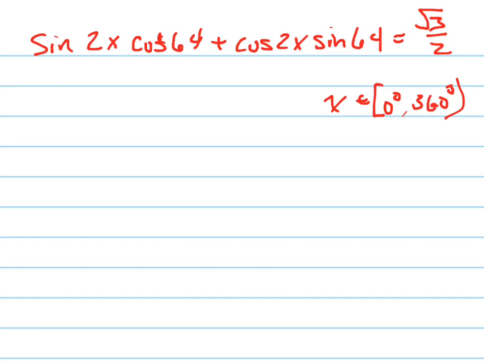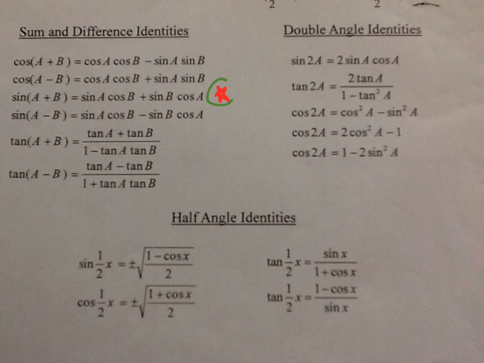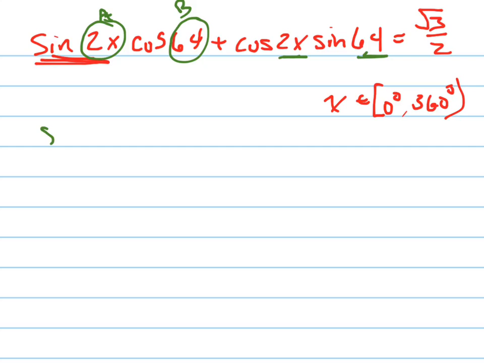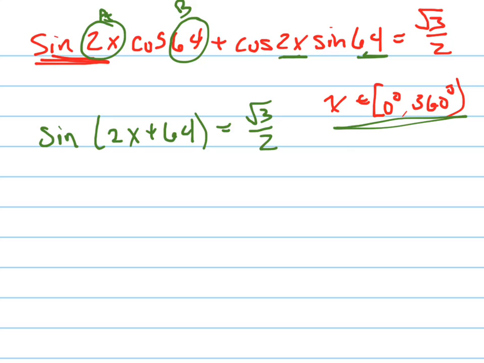Now we're going to solve this trig equation. It looks really complicated, but you'll notice that this is just sine, let's call this right here A, and let's call 64 B. Then we just have sine A cosine B plus cosine A sine B, which is equal to sine of A plus B. So we're going to rewrite this as the sine of 2x plus 64 equals square root of 3 over 2. Notice that they want me to solve it just in one revolution around the unit circle.